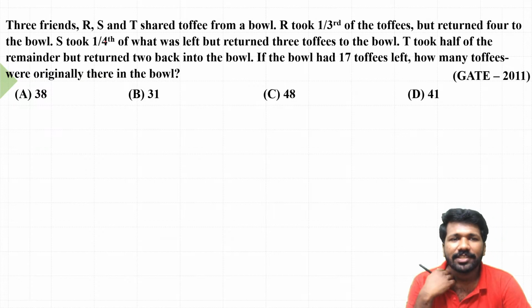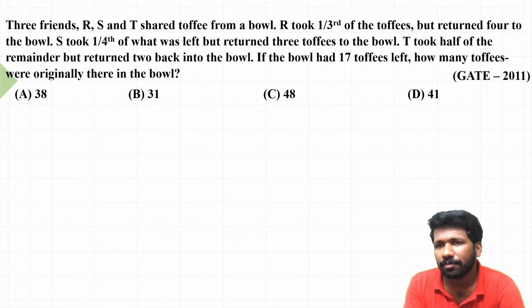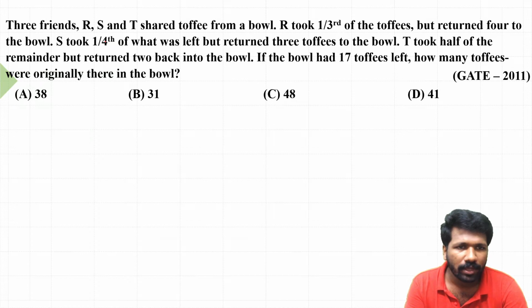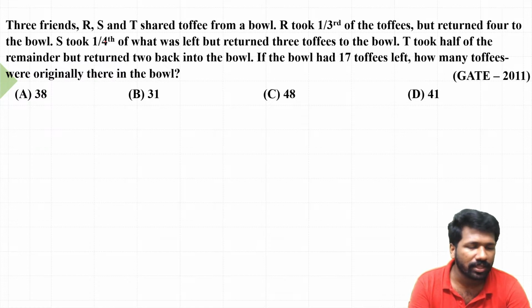Very good. Three friends R, S and T shared toffee from a bowl. R took 1/3 of the toffees but returned 4 to the bowl. S took 1/4 of what was left and returned 3 to the bowl. T took half of the remainder but returned 2 back to the bowl. If the bowl had 17 toffees left, how many toffees were originally there in the bowl?